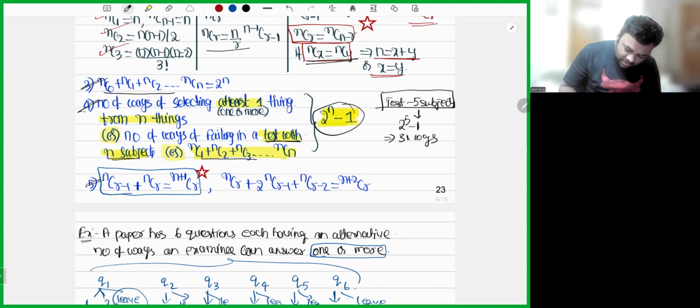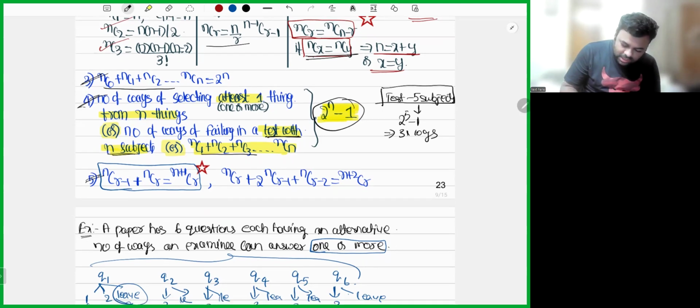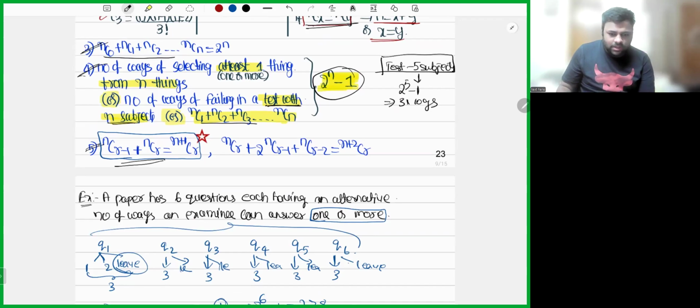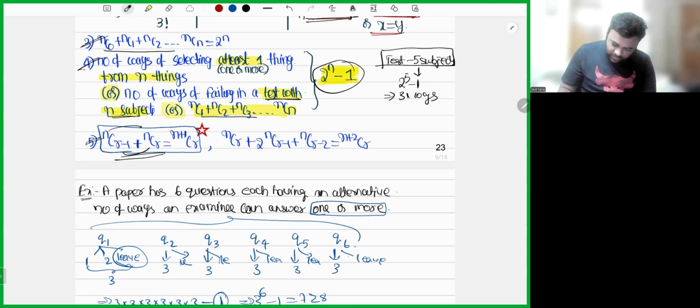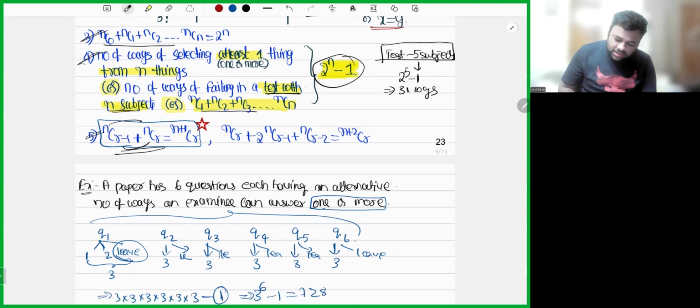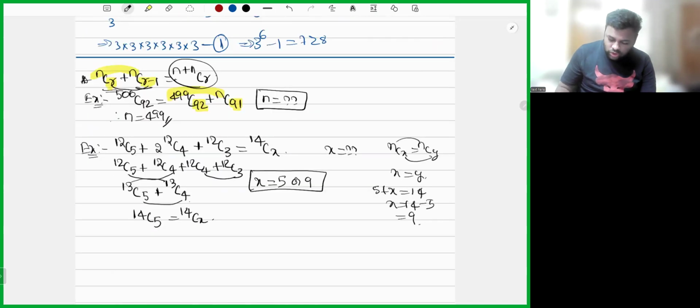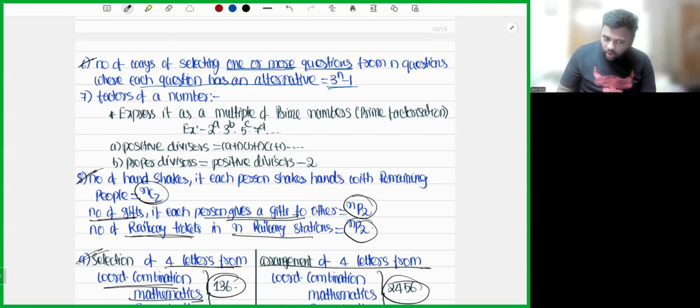Then we have seen this very important property. N should be the same, R should be R and R minus 1. Then it will be N plus 1 CR. Next. After this, the number of ways of selecting one or more questions will be 3 power N minus 1, each having an alternative. Then point number 7 is pending. We'll do that point number 7 today.